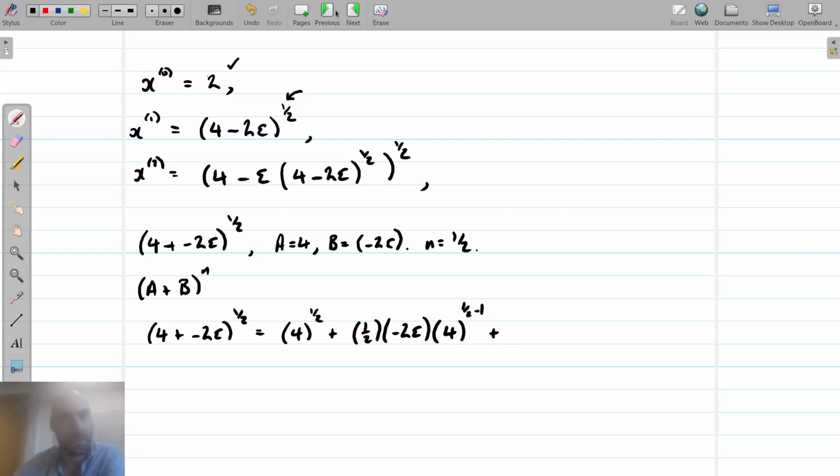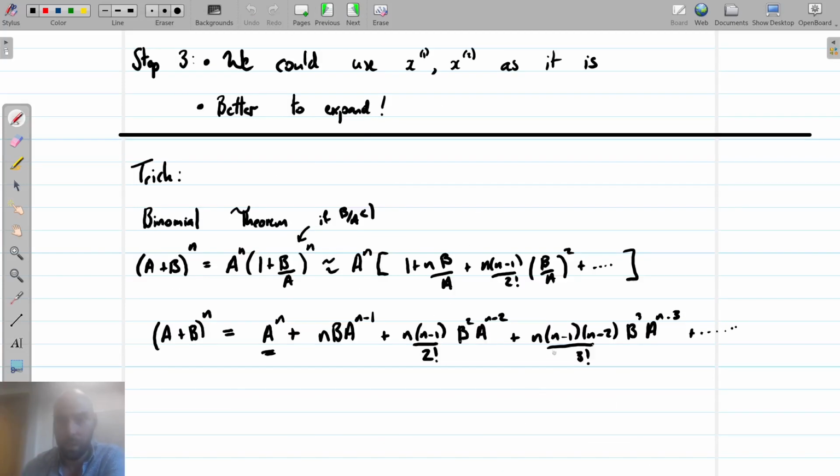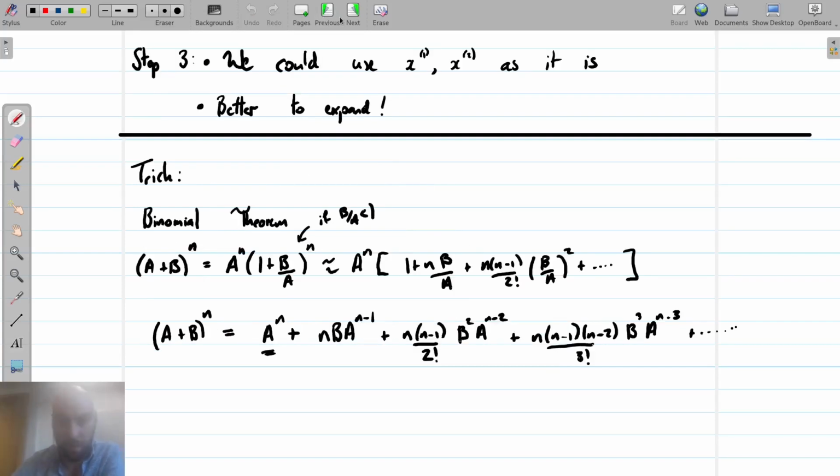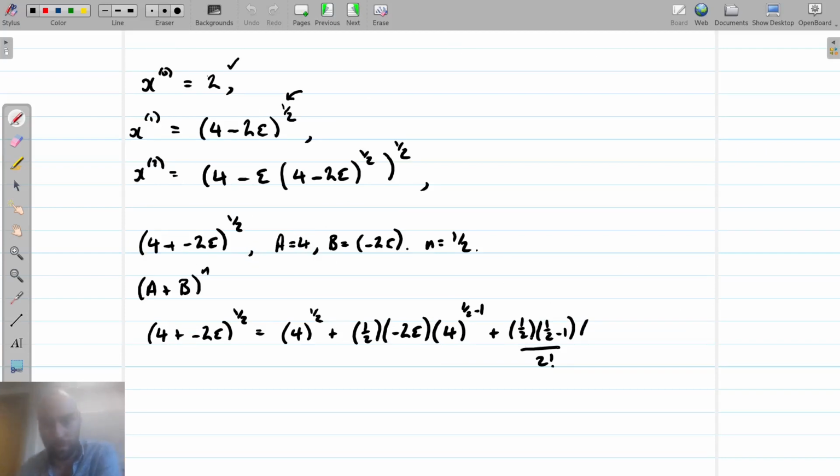And the next term, if we go to it, is n times n minus 1 over 2 factorial. So that ends up being a half times a half minus 1 over 2 factorial, b squared, times by 4, so it was a to the n minus 2, and then it continues. Okay, now it's just get your calculator out and work out what these things are.